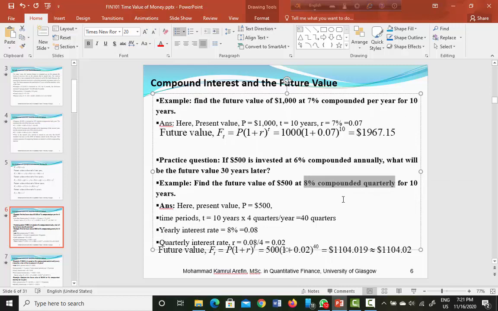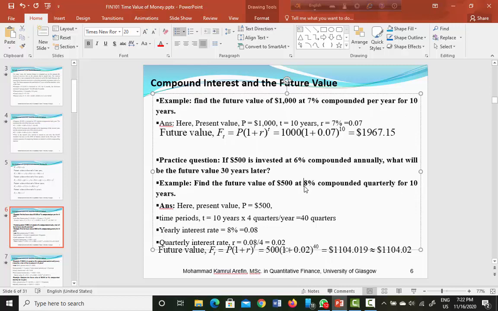Compounded quarterly means in a year we have 4 quarters, that is, after every 3 months. In a year we have 12 months, so every quarter has 3 months. That means after every 3 months, interest will be calculated and compounded accordingly, on a quarterly basis.